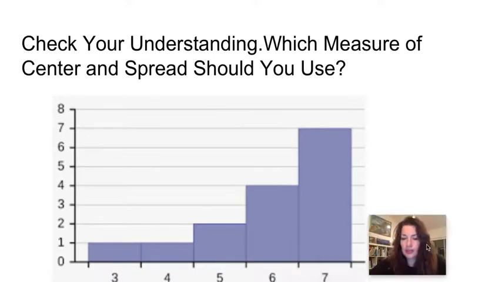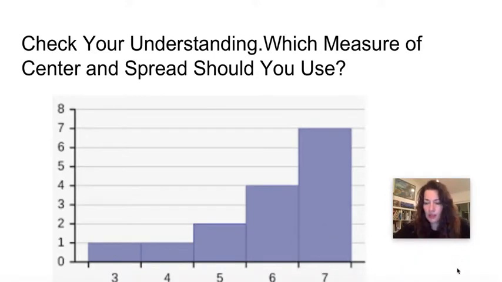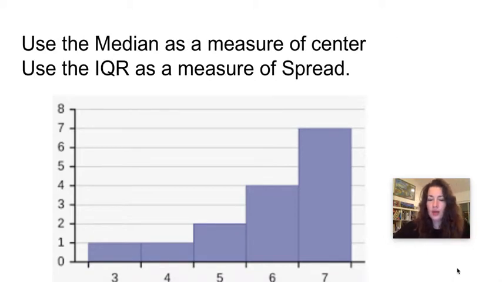All right, let's see if you can pause this video and check your understanding to see which measure of center and which measure of spread you would use with this histogram. If you said the median and the IQR, then you are right. This data right here, if you look at the distribution, looks like it is skewed to the left. If I drew an imaginary curve, the tail is on the left side, and we would want to always pair up the median with the IQR when we have a skewed graph.